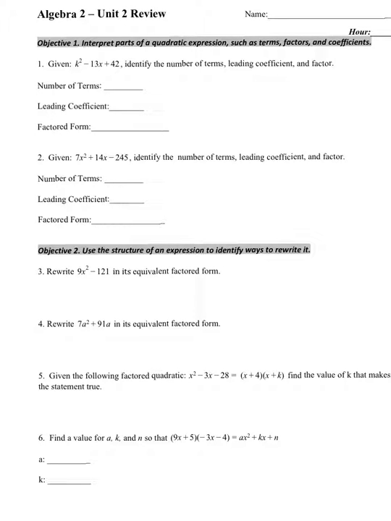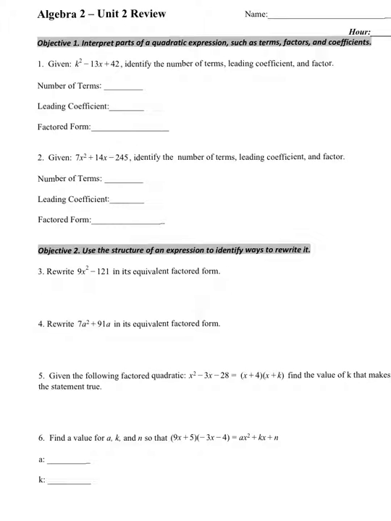Okay, welcome to the Unit 2 review. Now let's start off here with objective number 1, where we are interpreting parts of a quadratic expression such as terms, factors, and coefficients. Okay, so these questions are a little bit different than what you normally see in your homework. They're testing you, however, on your understanding of vocabulary words, which we've gone over recently.